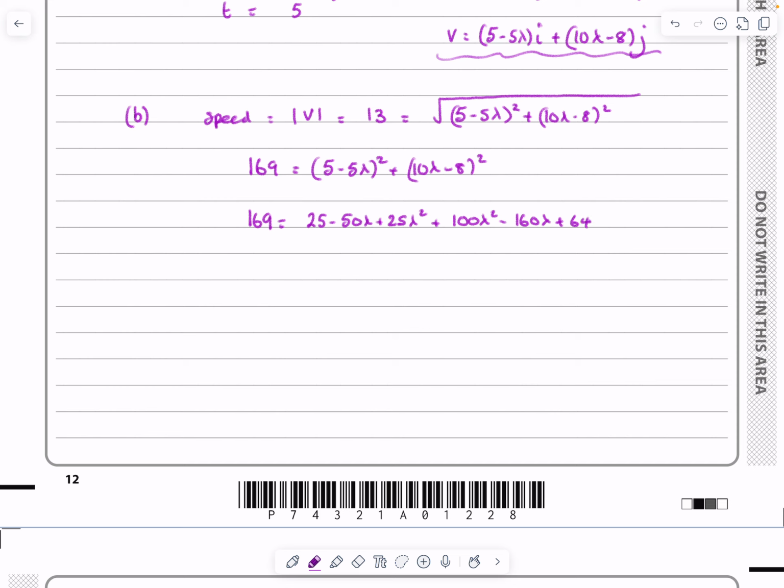Take your time in tidying this up simply because it's a proof, isn't it? So what have we got there? 125 lambda squared, we've got minus 210 lambda, and we've got plus 89. That's all equal to 169. So that's going to make 125 lambda squared minus 210 lambda minus 80 equals 0.